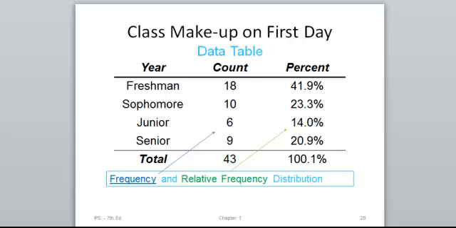And we can find the percentage. So we'd say 18 divided by 43. That gives you the 41.9%. Now, of course, we're rounding off to get these percentages.